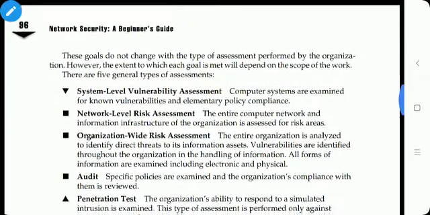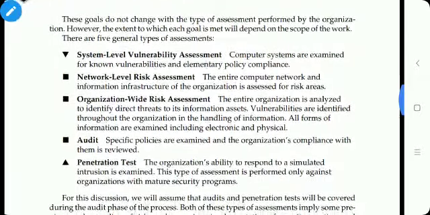There are 5 general types of assessments. First is system level vulnerability assessment. Here all the systems, meaning computer systems, are checked and assessed. Then network level risk assessment. Here the computer networks of the organization, like LAN and MAN, are assessed. Then organization-wide risk assessment. Here the entire organization's risk is assessed.